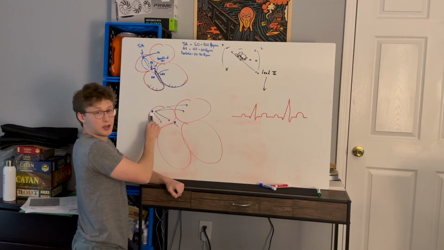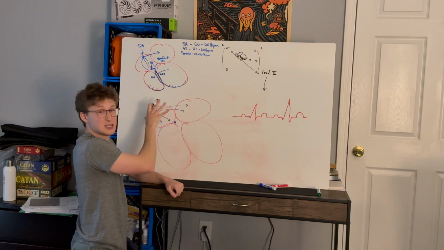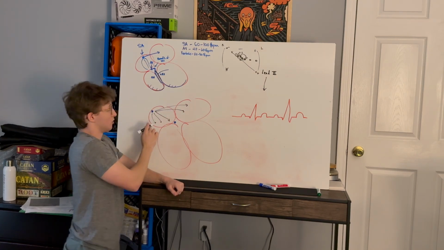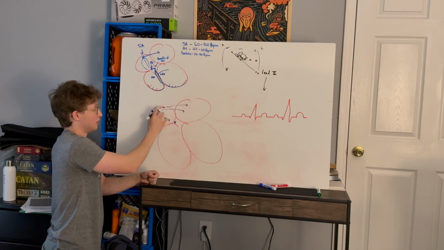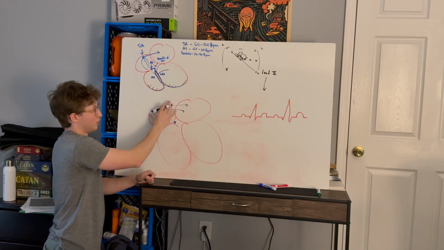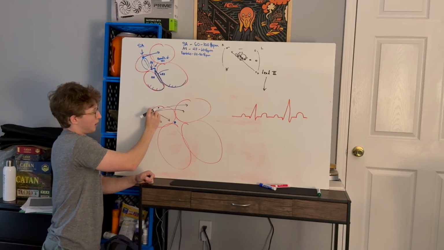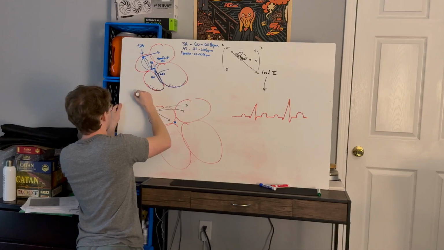This first wave: the SA node fires, sends action potentials through the atria, and they depolarize. All these cells before this were negative. That depolarization causes them to become positive. So we have a positive charge spreading this way.